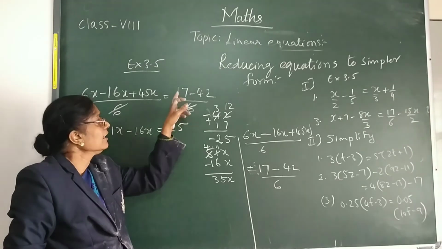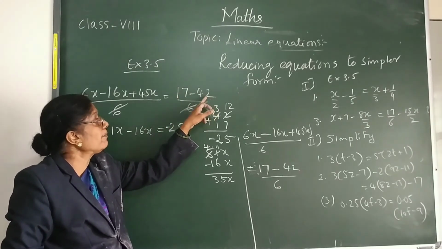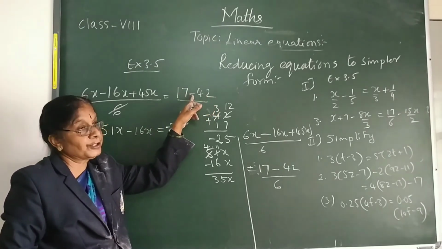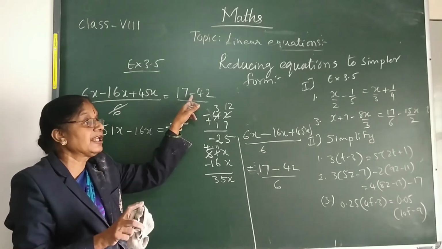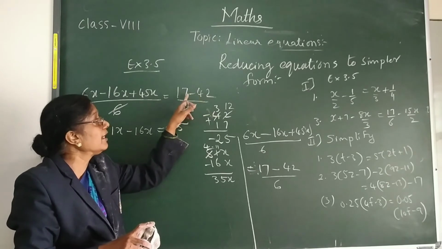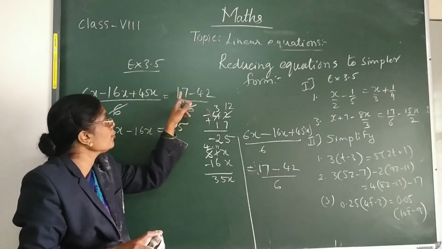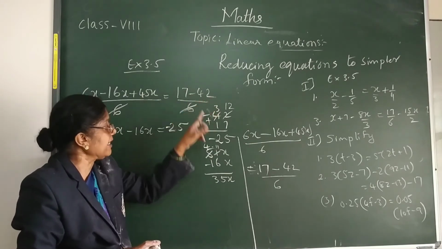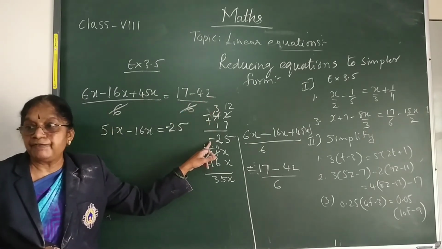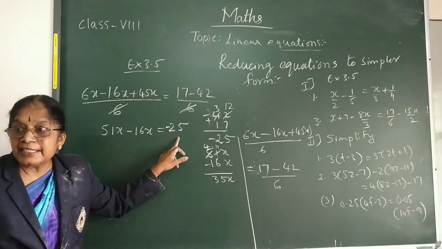Here we will see that 17 minus 42. Bigger number is 42. Sign is minus. I told you, when plus and one minus sign is there, subtract from the bigger number the smaller number and keep the bigger number's sign. So 42 minus 17 is 25. Bigger number is 42. Sign is minus. So we will get minus 25.